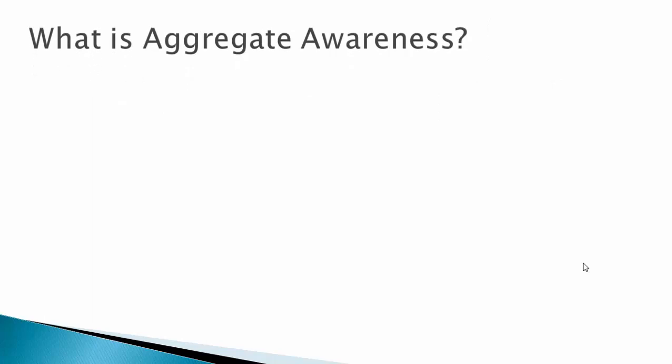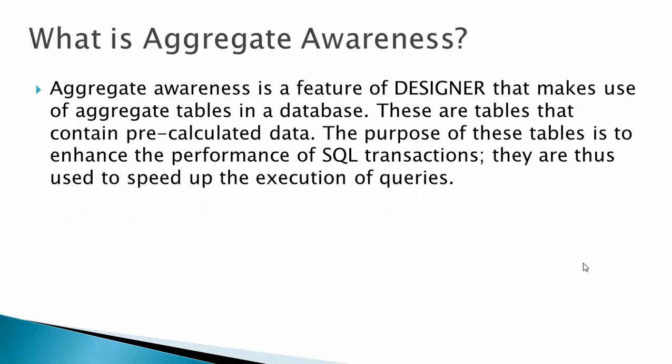What is aggregate awareness? This is a very generic question. Aggregate awareness is a feature of Designer that makes use of aggregate tables in a database. These are tables that contain pre-calculated data. The purpose of these tables is to enhance the performance of SQL transactions. They are thus used to speed up the execution of queries. So, in order to achieve better performance in the execution of queries, we go with aggregate awareness. And it is nothing but the pre-calculated data.